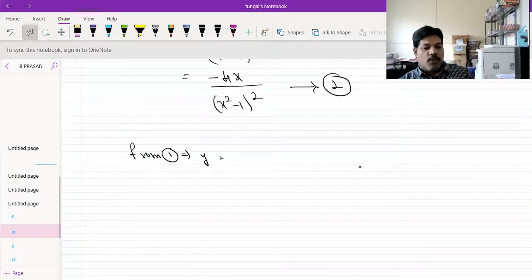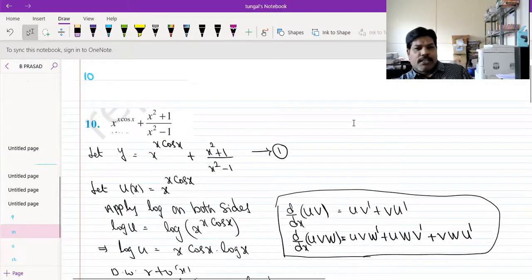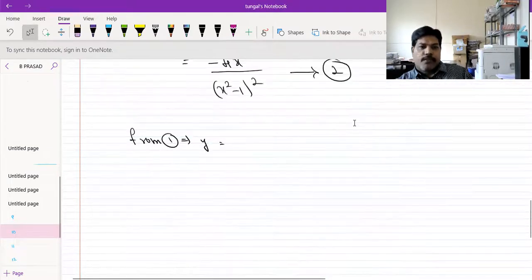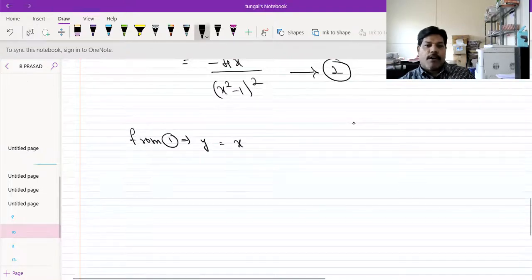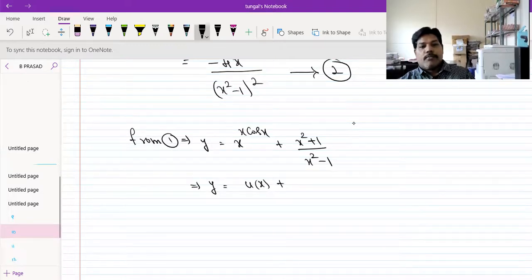y is equal to x power x cos x plus (x square plus 1) by (x square minus 1). So what is this value, students? This is y is equal to u of x plus v of x. Just differentiate with respect to x.